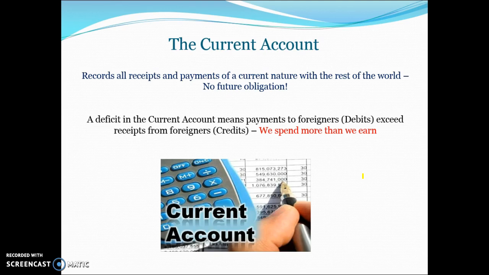So a deficit in the current account means that we're paying more to foreigners, there's more debits than we're receiving in credits, and basically it means that in a given year, so the current account records debits and credits in a given year or quarter, we are spending more than we are earning. Our gross national expenditure exceeds GDP and we're going to have to borrow.